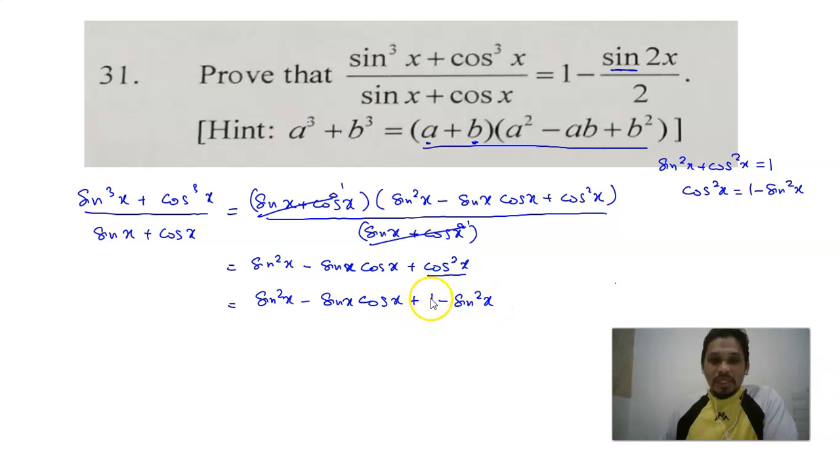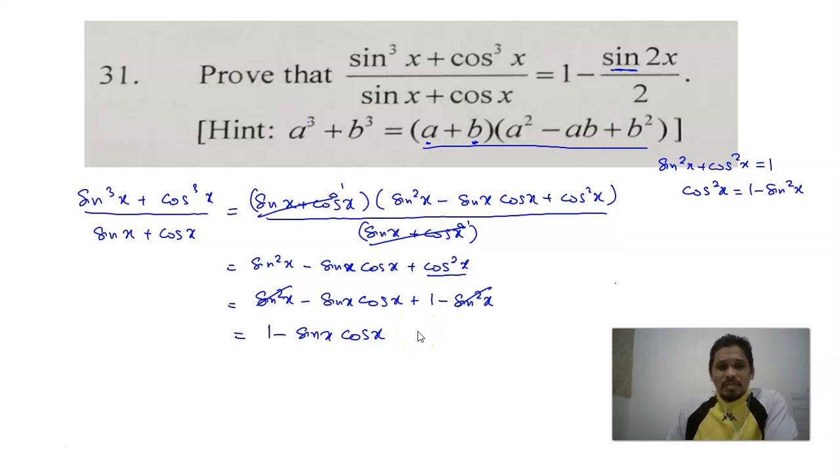Okay, with or without brackets, it doesn't change anything, because positive times 1 is positive, positive times negative equals negative, still the same. So sine square minus sine square, then what we have right now is 1 minus sine x cos x. You might think of how we are going to change this, because 1 minus is already in the answer here. But sine x cos x is sine 2x divided by 2. Can you think of something?